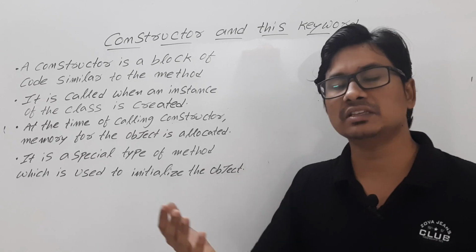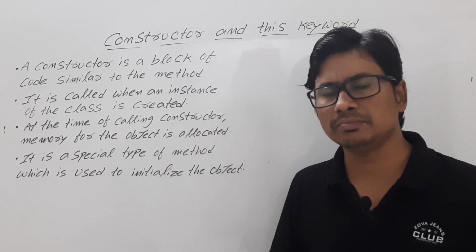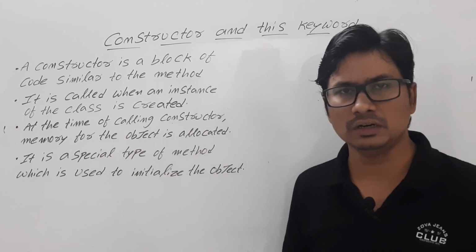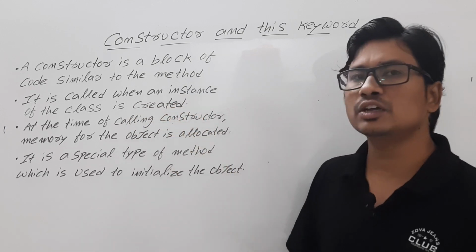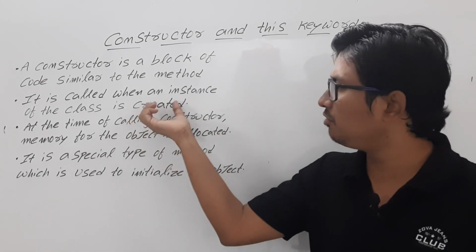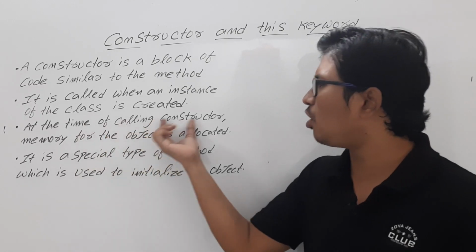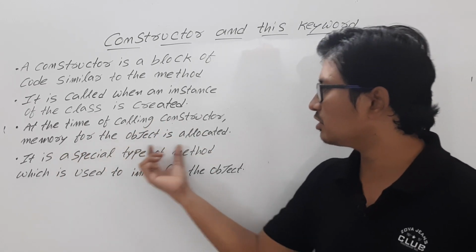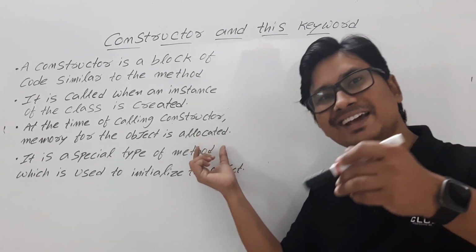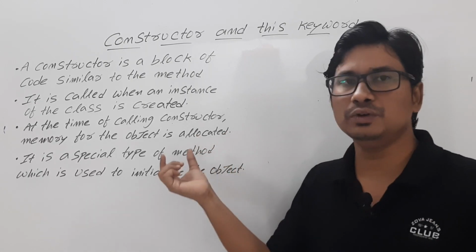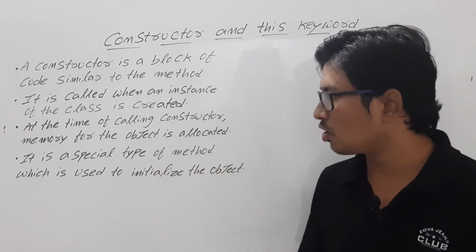But normally methods, if it is a static method or an instance method, we need to call them using the class name or using the object name. Am I right? But for a constructor, you no need to call them. It will be invoked directly once you are creating an object. At the time of calling the constructor, memory for the object is allocated. Now, when will the constructor be called? When you are creating an object. So, once you create an object, memory will be allocated and the constructor will be called.